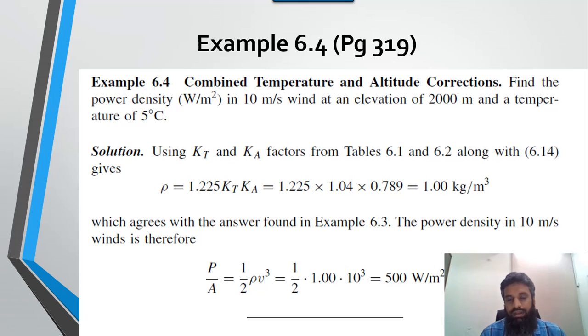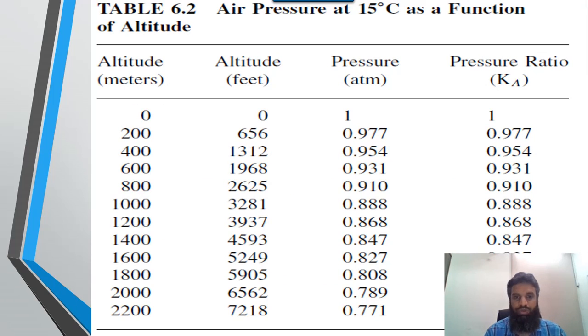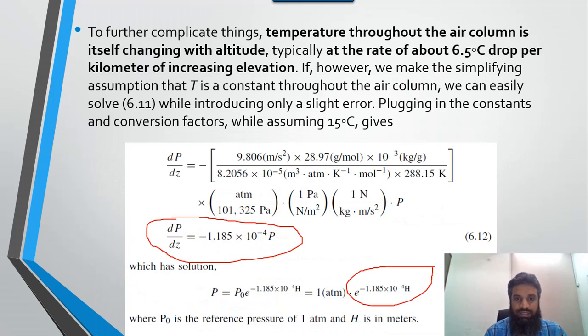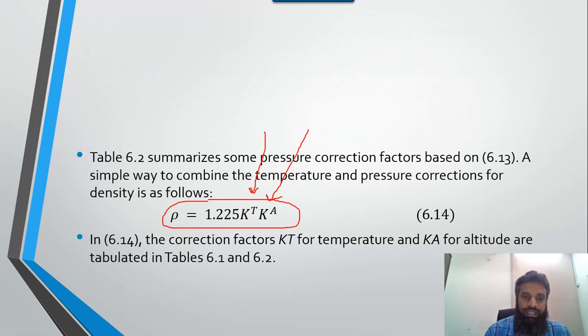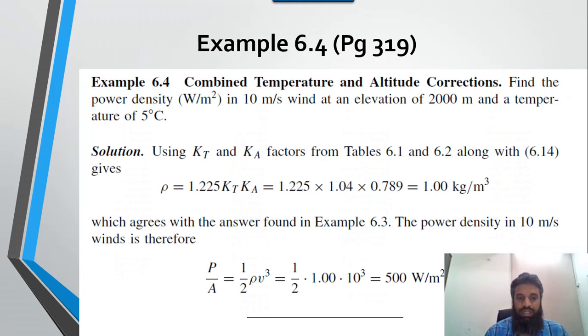So find the power density in watt per meter square in a 10 meter per second wind at an elevation of 2000 meters and a temperature of 5 degrees centigrade. So using the kt and ka factors from table 6.1 and 6.2, this is table 6.2, and this table is 6.1. So we can calculate these values. We need to calculate rho, and rho is kt into ka.